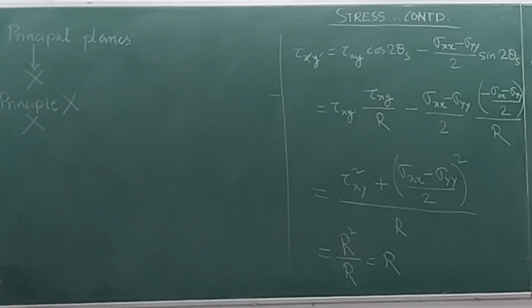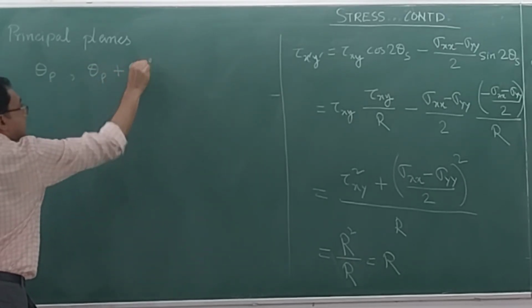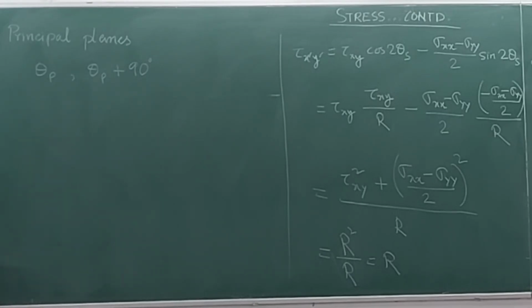So principal. All right. Now principal planes, we have seen that the angles are given by theta p and theta p plus 90 degrees. What is the implication of this? Suppose we look at the stress element itself.